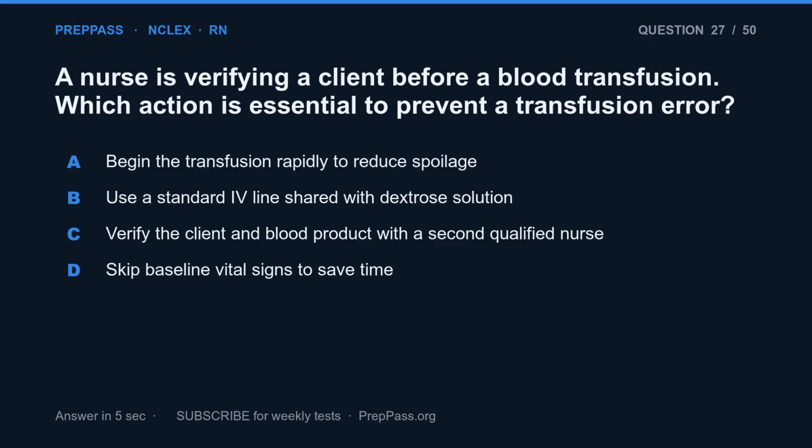Question 27. A nurse is verifying a client before a blood transfusion. Which action is essential to prevent a transfusion error? A. Begin the transfusion rapidly to reduce spoilage. B. Use a standard 4-line shared with dextrose solution. C. Verify the client and blood product with a second qualified nurse. D. Skip baseline vital signs to save time.